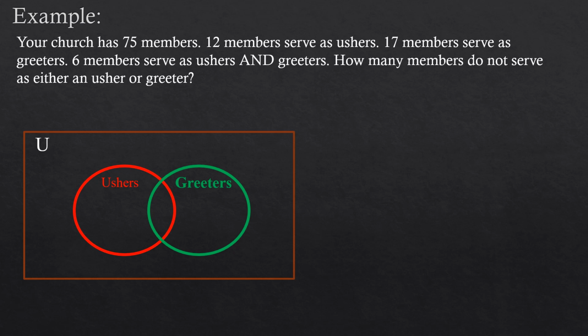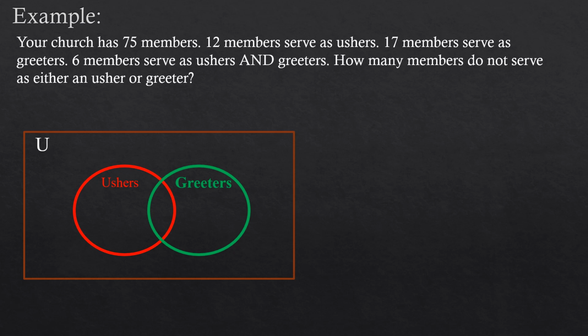We're going to finish up this section with a couple of word problems. And you have some word problems in this section that are going to test you and kind of test some of your patience. So I decided I would take this back to our church example. So your church has 75 members. 12 members serve as ushers. 17 members serve as greeters. 6 members serve as ushers and greeters. How many members do not serve as either an usher or a greeter?